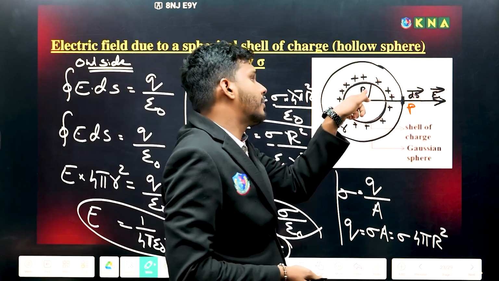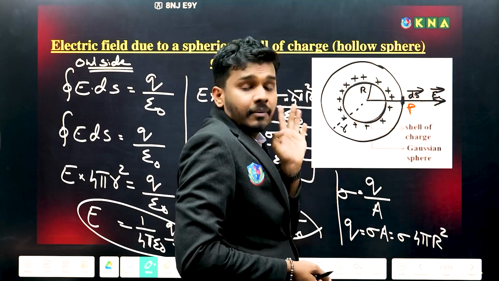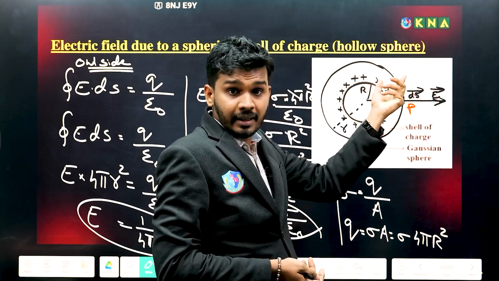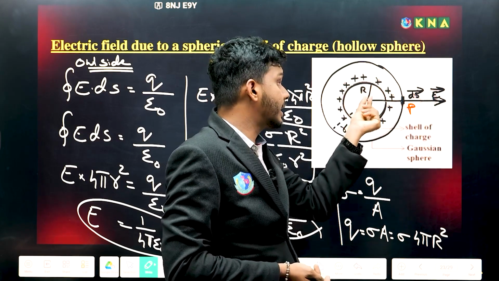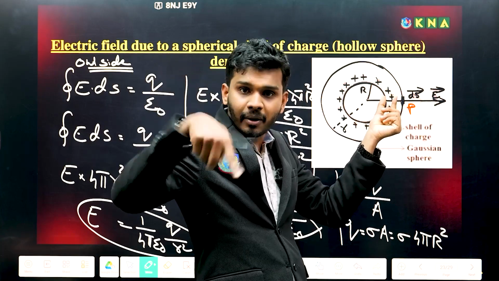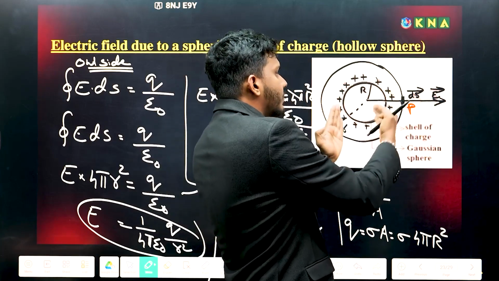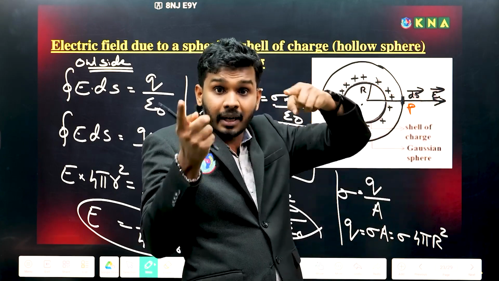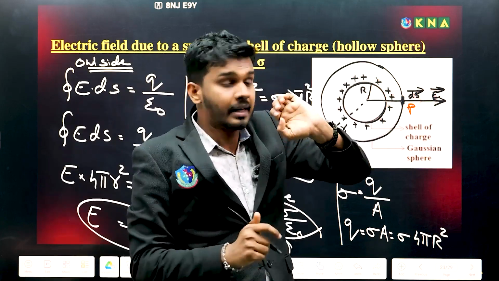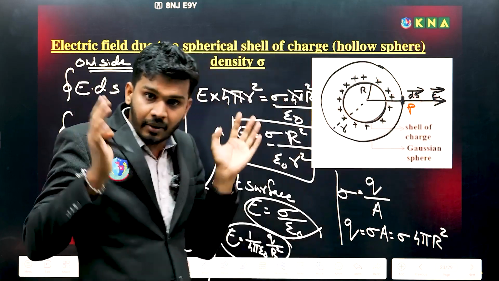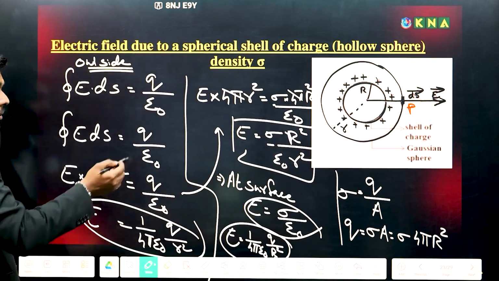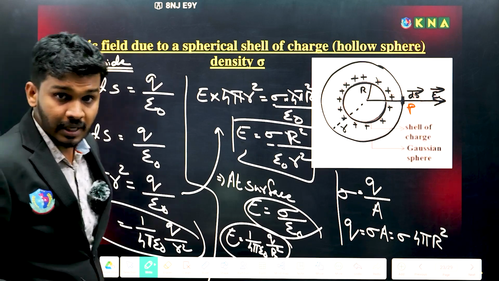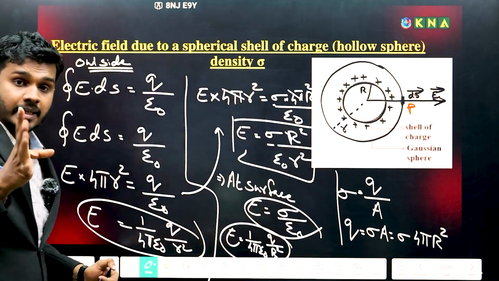If you consider the electric field inside the surface, there is no charge. Outside the surface, there is charge. Inside the surface, the net charge enclosed is 0, because charge is only at the surface of the spherical shell. By Gauss's theorem, the net charge enclosed in the surface is 0. So Q is equal to 0, and the electric flux is equal to 0. So inside the surface, electric flux is 0.